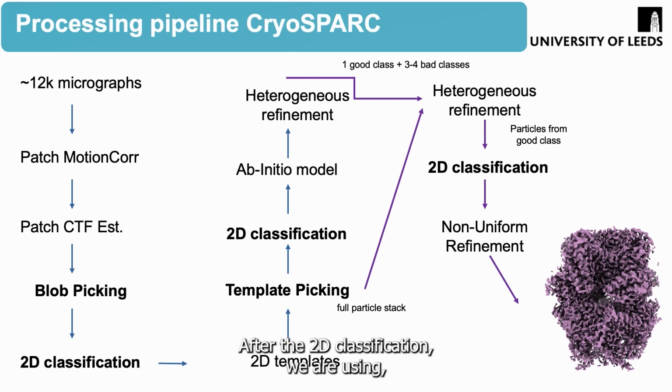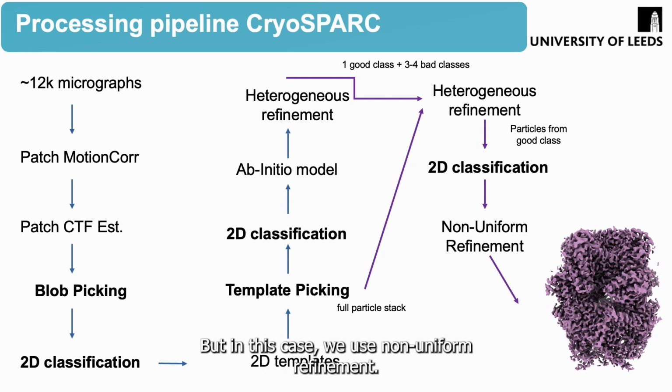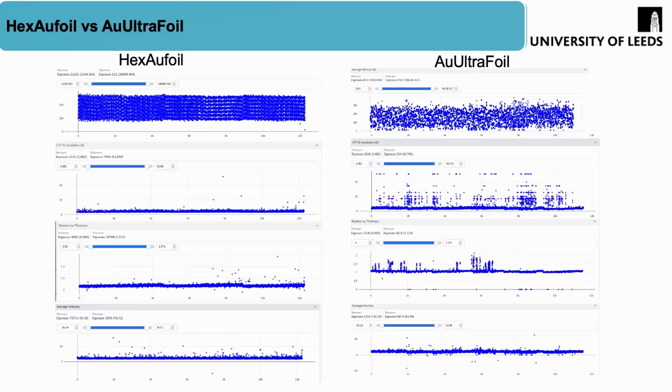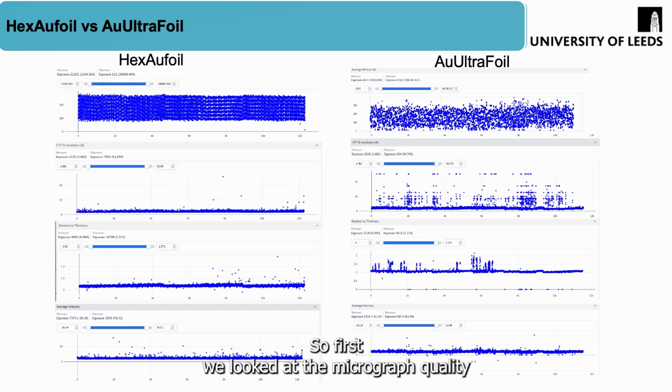After the 2D classification, we are using non-uniform refinement or homogeneous refinement. It's case dependent, but in this case we used non-uniform refinement. As I mentioned, we wanted to compare the UltraFoil with the HexAuFoil grids. So first we looked at the micrograph quality. When we looked at the average defocus and the CTF fitting, we noticed that the HexAuFoil grids provided more uniform data, as you can see in the 2 images.